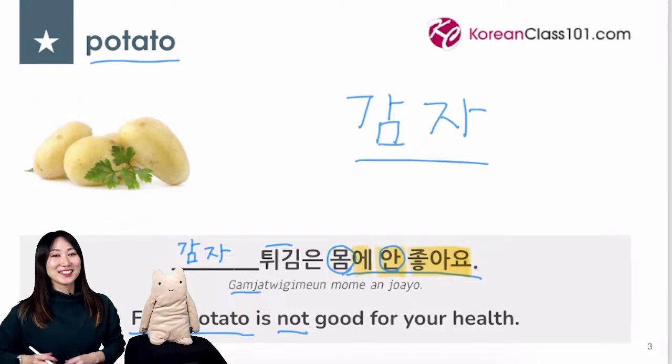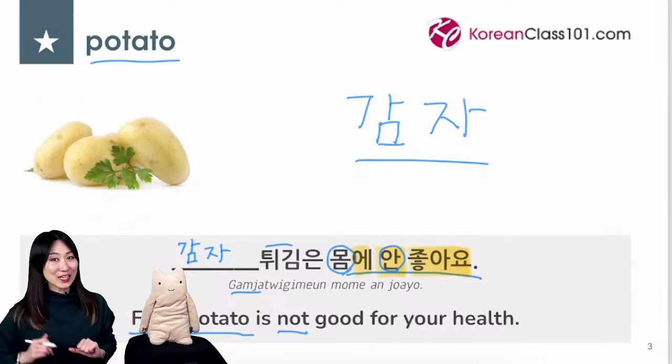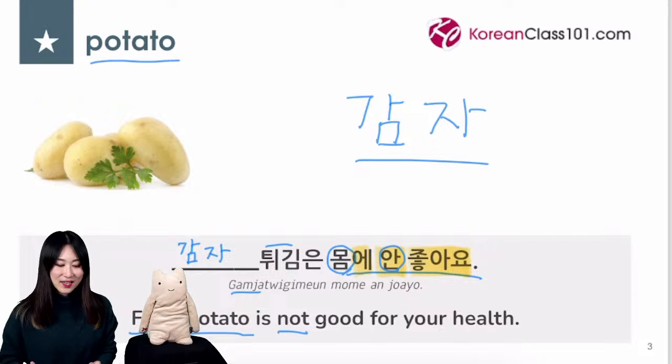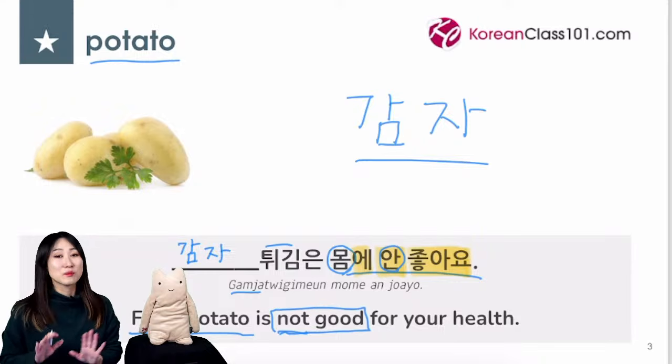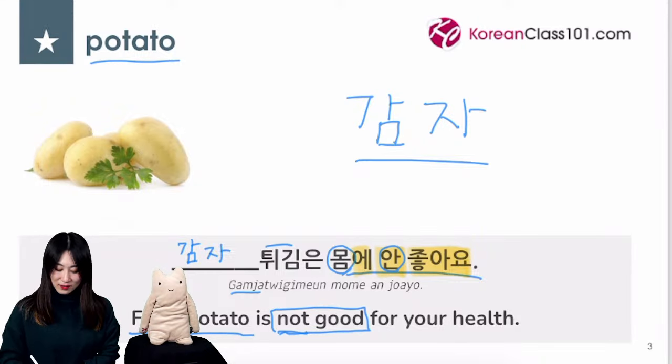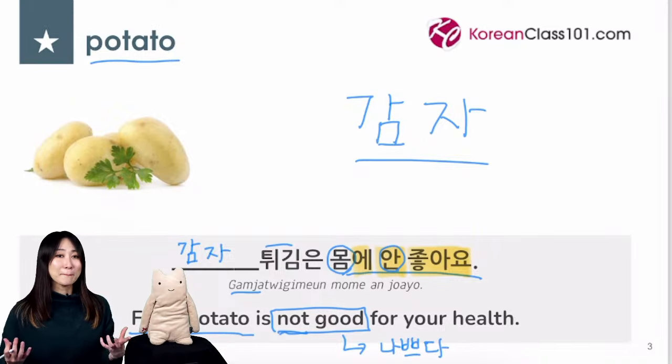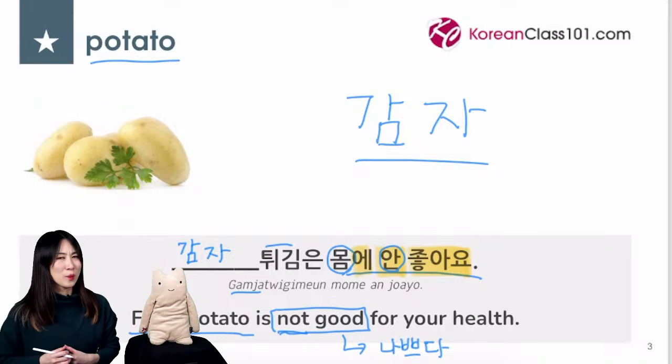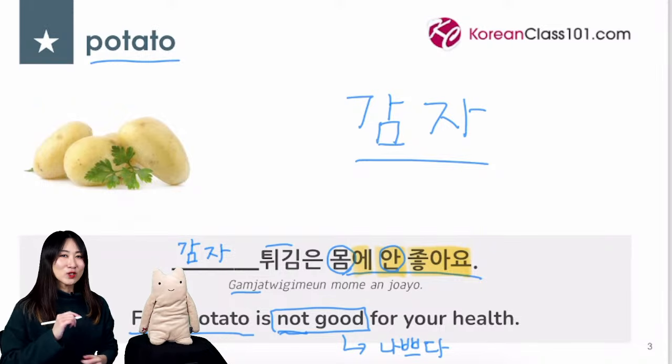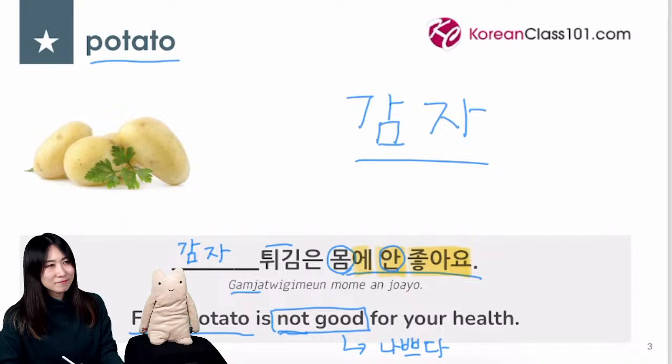Okay, great. So 감자튀김은 몸에 안 좋아요. Do you know another way to say not good, which is bad? Bad in Korean is 나쁘다. So 나빠요 is okay. 몸에 나빠요. It means it's bad for your health.